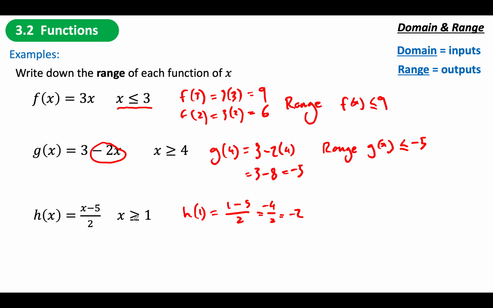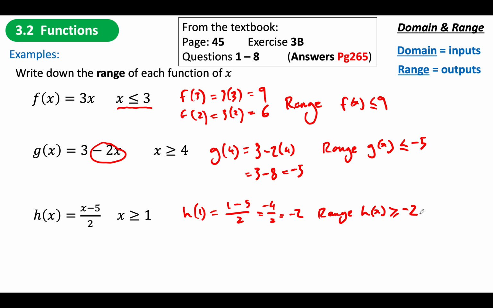Now, as my x increases, this number here is going to increase. So the -5 becomes less and less relevant. This number on top is going to get bigger and bigger. We're dividing it by 2, but it's still going to get larger. So -2 is my minimum. So the range of h of x is going to be from -2 up. So it's greater than or equal to -2. Hope that makes sense.